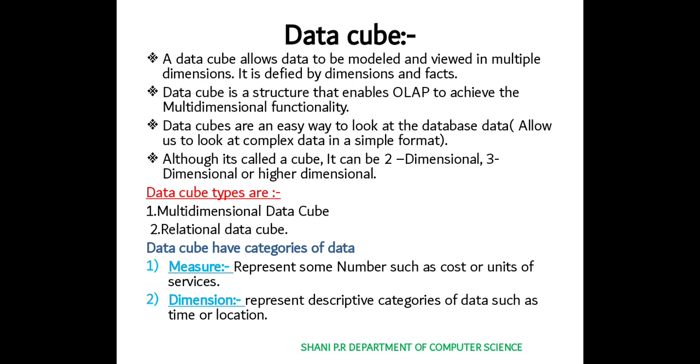Data cubes have categories of data. The first one is measure. Here it represents a number such as cost or units of service. The sum of the numbers will be represented, so it is a measure. Then we have the dimension. It represents the descriptive categories of data such as time or location. So the dimension means the time and location.